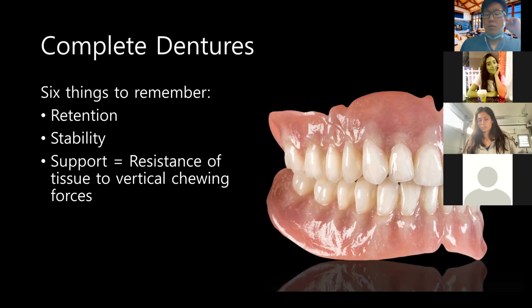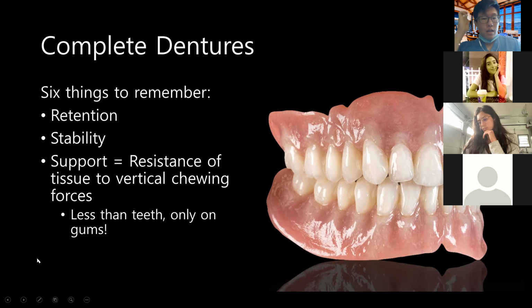Finally, support, sorry, this is the second to last point. Support means resistance of the tissue to vertical chewing forces. When you chew with the denture, your tissue, your gums and the bone, is taking the force. So it's the ability of the tissues and the bone to withstand vertical chewing forces. Obviously the gums and the bone are going to have less support than teeth, right? Because teeth are designed to chew, whereas gums and bone are not. So you have to accept the fact that your chewing capacity is less. You have to tell the denture patient that you're not going to be able to chew hard things like you used to.